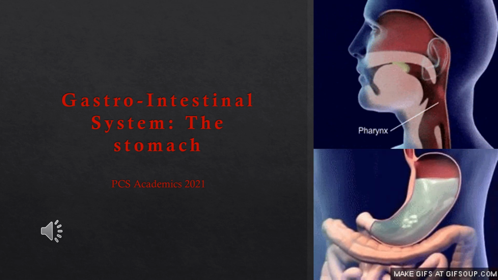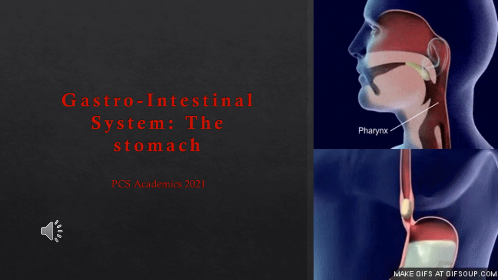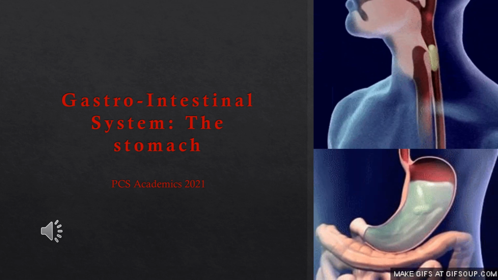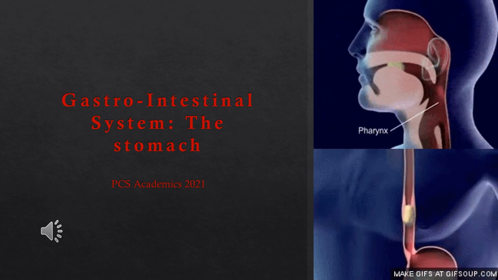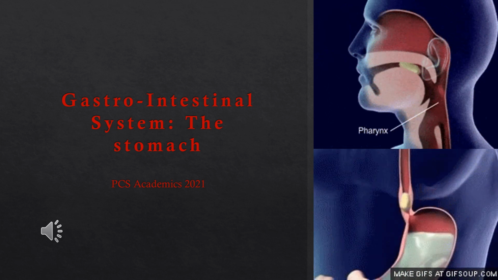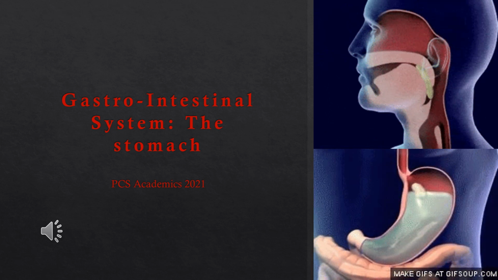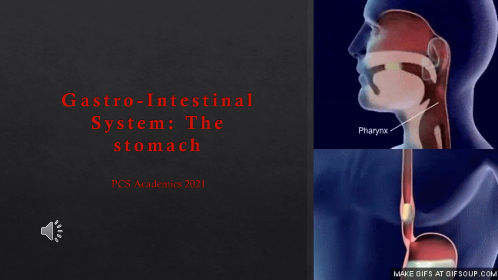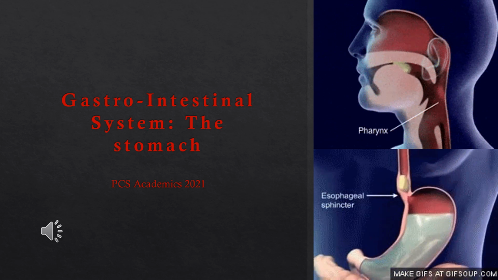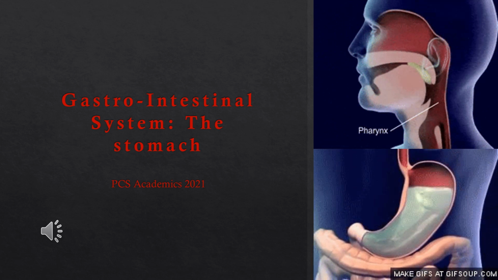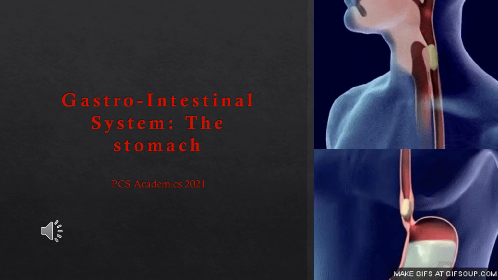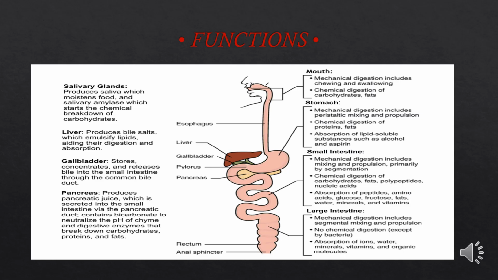At the gastroesophageal junction, the esophagus empties into the stomach. The stomach is the organ into which the esophagus empties, and it extends from the esophagus to the duodenum of the small intestine, at least to the pyloric sphincter, which leads into the duodenum of the small intestine. But what is it that the stomach does? Well, the functions of the stomach are numerous.